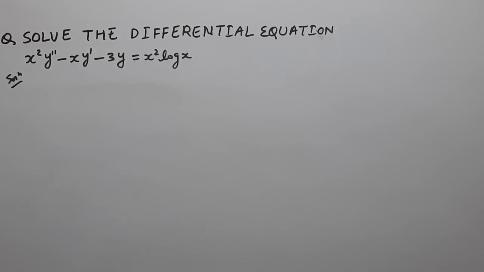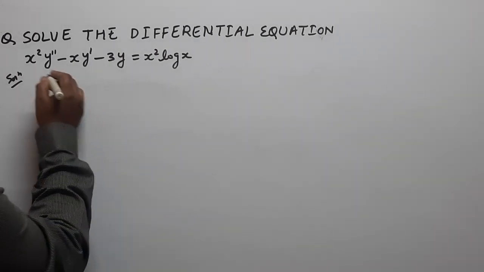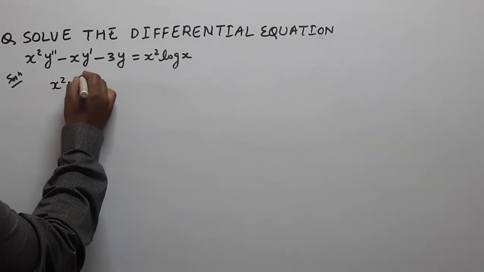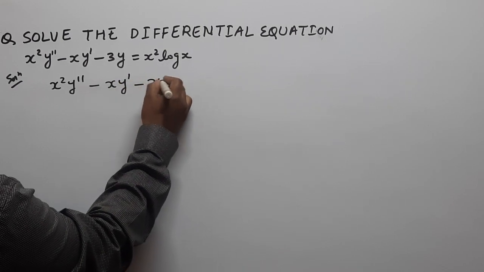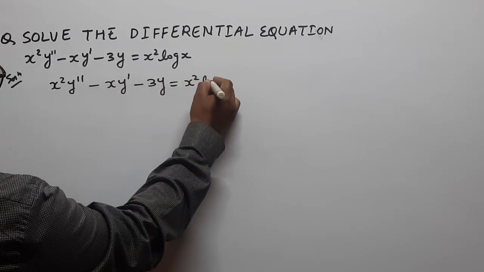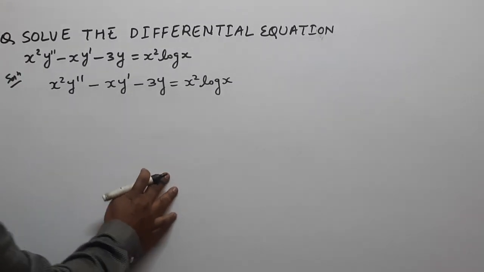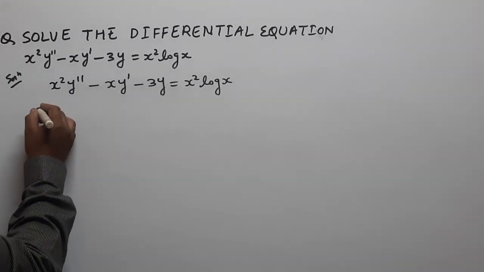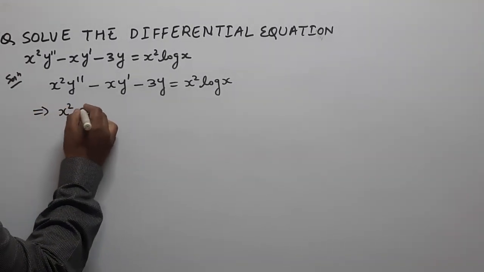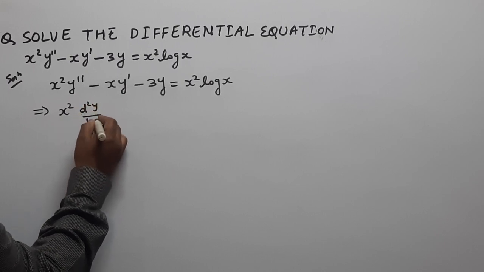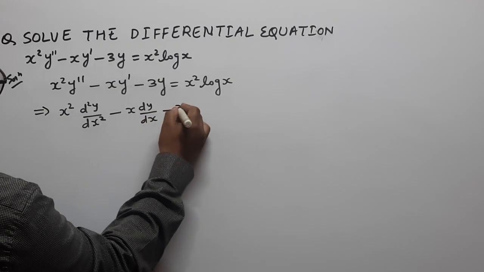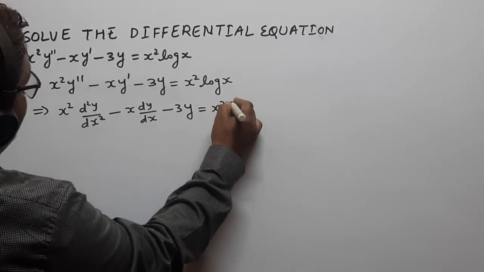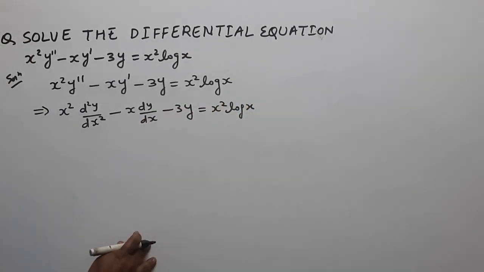Hello friends, now we have to solve the given differential equation. You can see here the given differential equation is x square y double dash minus x y dash minus 3y equal to x square log x. This differential equation can also be written as x square d2y by dx2 minus x times dy by dx minus 3y equal to x square log x.